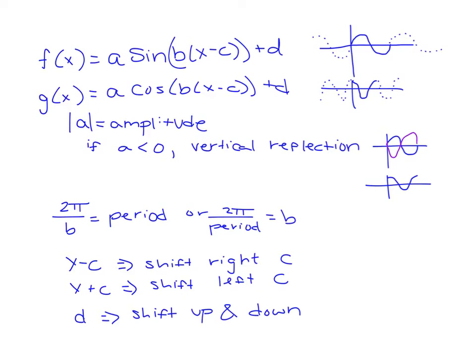And a cosine graph that originally starts out looking like this, if it has a vertical reflection, is going to start at the bottom, go up, and then return to the bottom. So that's the idea about the vertical reflection.